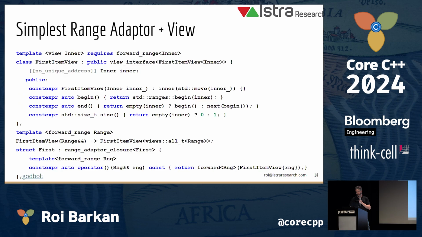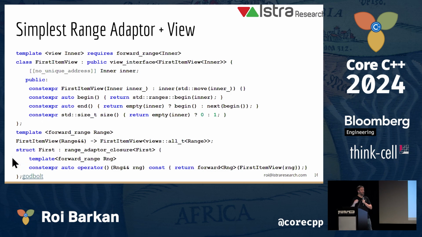So let's write the first range adapter that really works and is, I think, production grade ready. As you see, it's a little more than 4 lines of code, but it still fits into a slide, a little dense slide. So let's go over it and understand what we have here. Basically we have declared 2 classes, or one class and one struct: the first item view and the first itself.